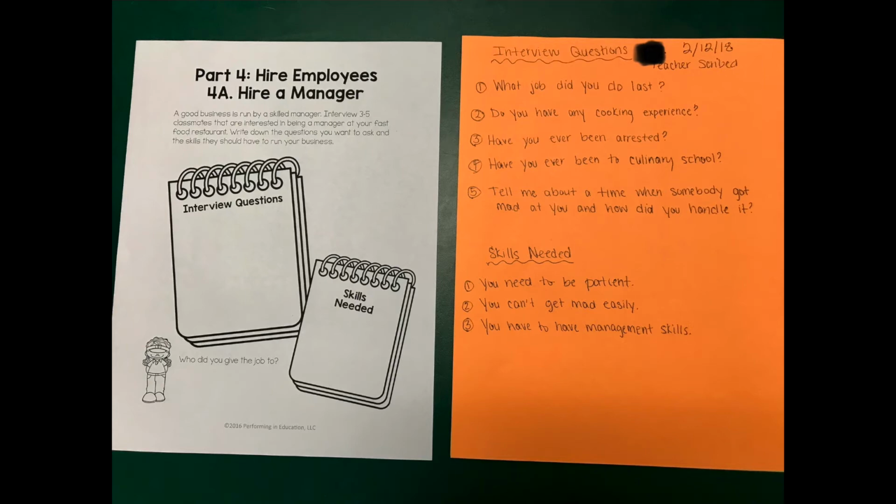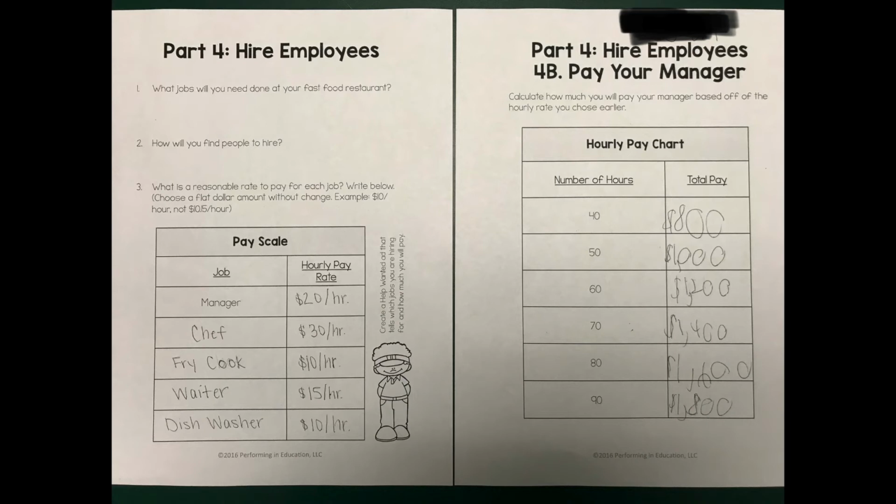This was another math project in the PBL where the student decided how much money the manager would make and then calculated how much he would have to pay a manager if they worked a certain amount of hours. For example, it had 40, 80, and so on. And so he had to multiply how much he wanted to pay the manager based on what kind of hours the manager was working and what that would equal out to every time.